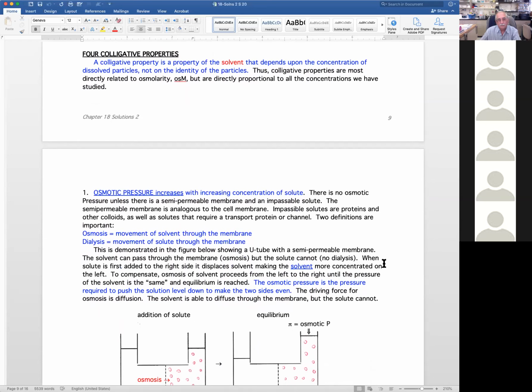For example, colligative properties. So a colligative property is a property of the solvent. It's a property of the solvent that changes depending upon the concentration of dissolved particles. It does not depend upon the identity of those particles. There's no chemical reactions going on. This is just physical properties of the solvent that change when you add solute to it.